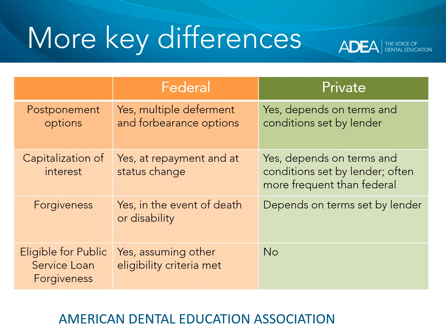In terms of forgiveness, in the event of your death or disability, federal loans will be forgiven. In terms of private loans, it very much depends on the terms as set by the lender. So always check about the forgiveness provisions on your private loans if you're considering taking out a private loan. In terms of the Public Service Loan Forgiveness Program, federal loans such as direct unsubsidized and direct plus are eligible for forgiveness through the Public Service Loan Forgiveness Program, assuming you meet other eligibility criteria, but private loans are not eligible for forgiveness through the Public Service Loan Forgiveness Program.